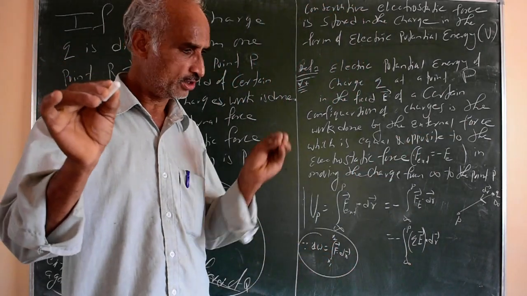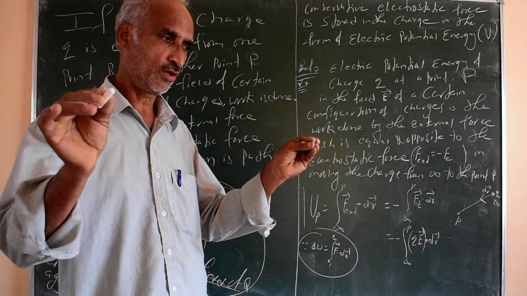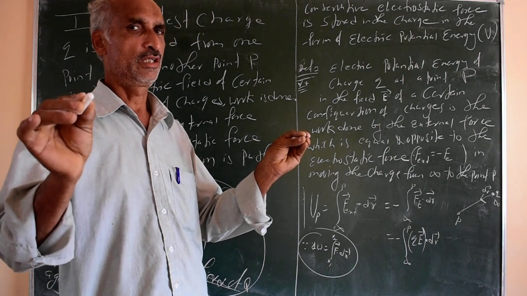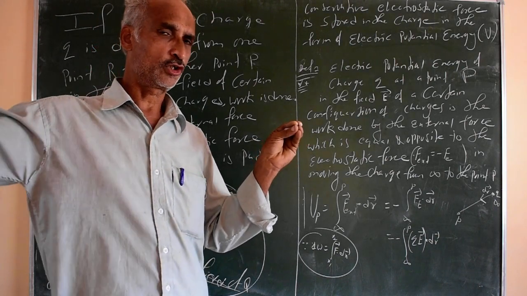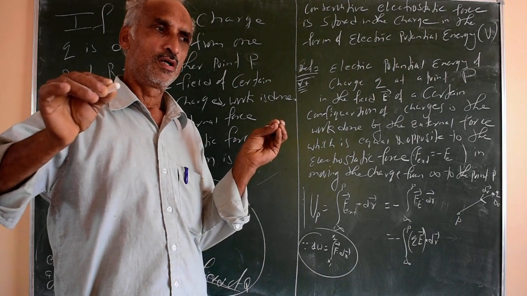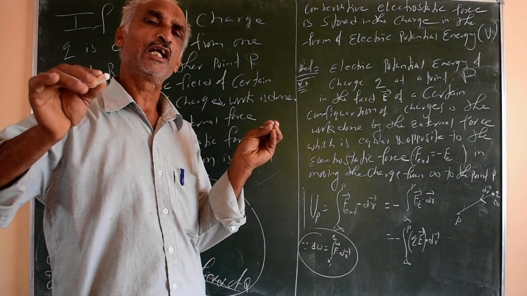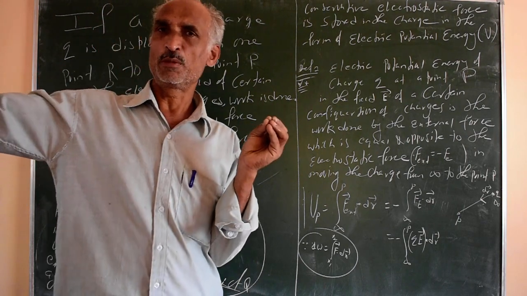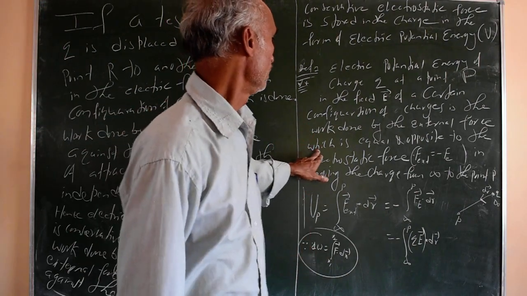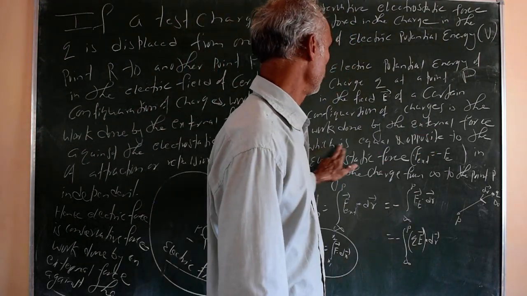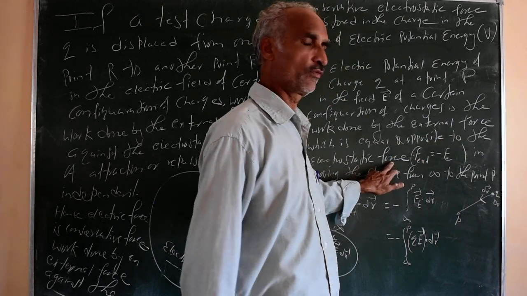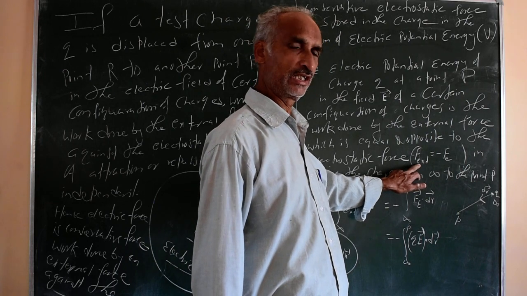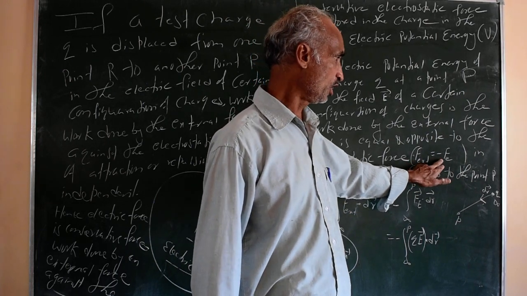So this is the test charge, this is the configuration of charges. Between the configuration of charges and the test charge, there is always a force of attraction or repulsion, called electric force. This external force is applied to overcome the electrostatic force of attraction and repulsion. Then only the test charge can be displaced from one point to another. The external force applied in displacing the charge in the field of a certain configuration of charges is equal to minus Fe.